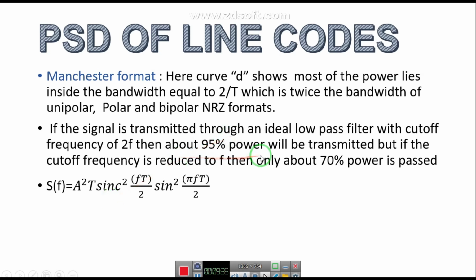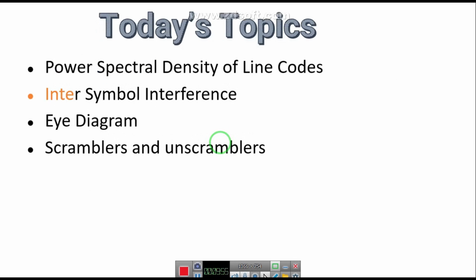So you can see that if the cutoff frequency is 2f of an ideal low pass filter, then 95% of power would be transmitted. But if the cutoff frequency is reduced to f, then only 70% power is passed.